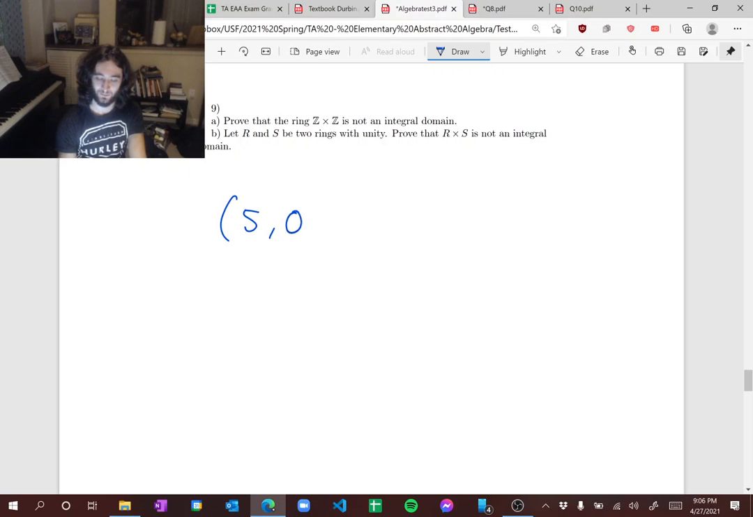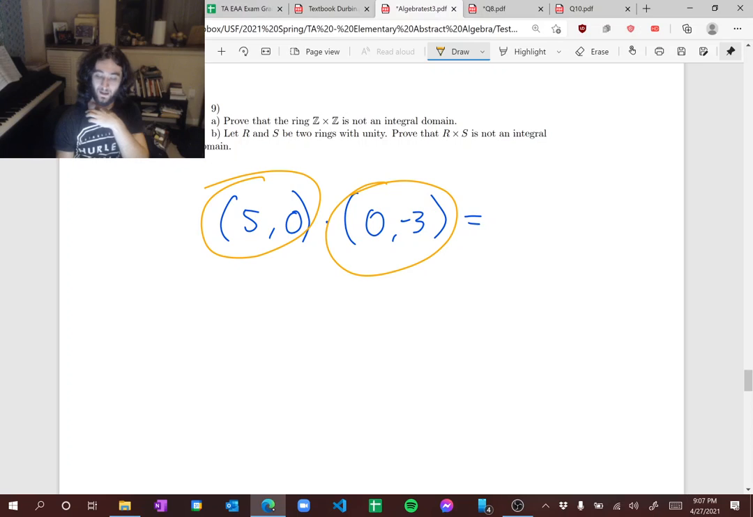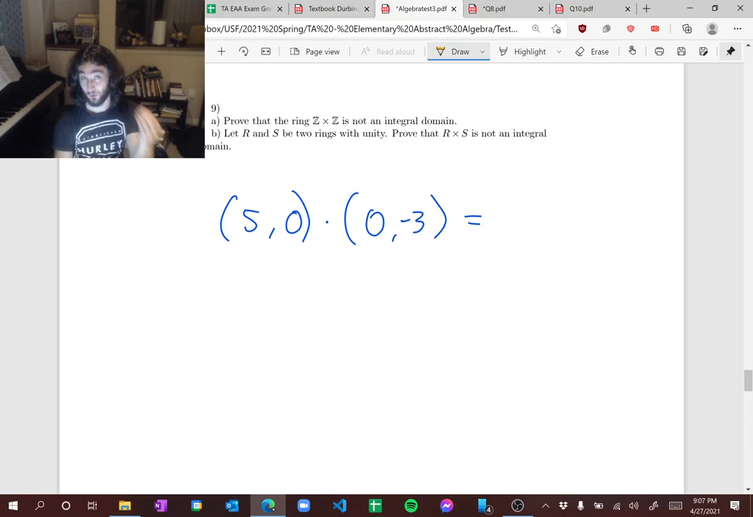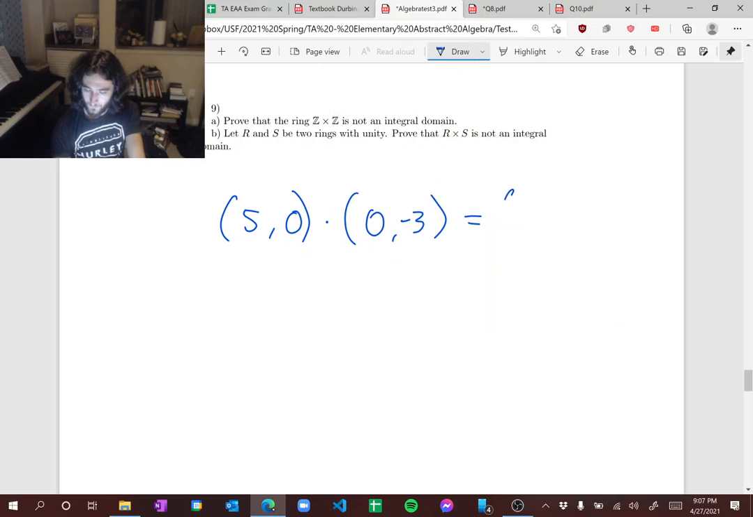And yeah, you can do it something like this. Or I don't know, let's pick, how about that? That's from Z cross Z, right? 5's from Z and 0's from Z. And this is from Z cross Z. Neither of those are the actual zero element, which was 0, 0. But when you multiply them together, that's exactly what they become, right?